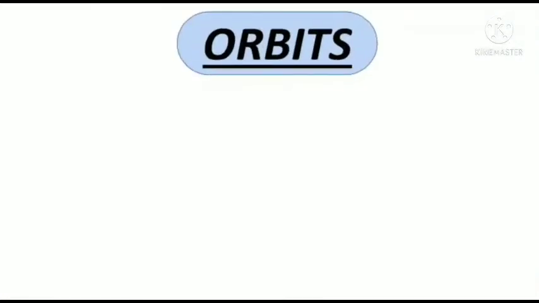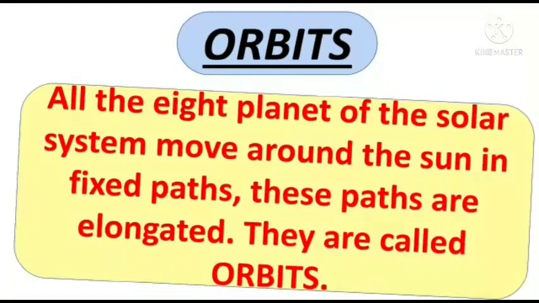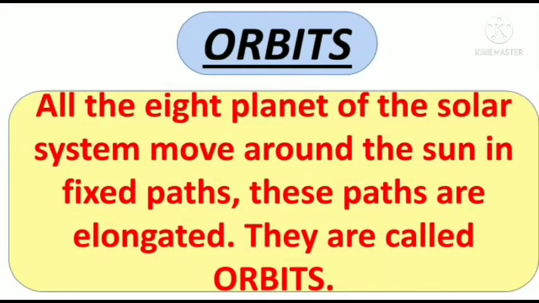Okay, now what is an orbit? The orbit means all of the 8 planets of the solar system move around the Sun in a fixed path. These paths are elongated, and they are called orbits. That is, the 8 planets move around the Sun in their own fixed way, and that system is known as an orbit. The particular fixed path is known as orbits. So look, just look at the orbit here.